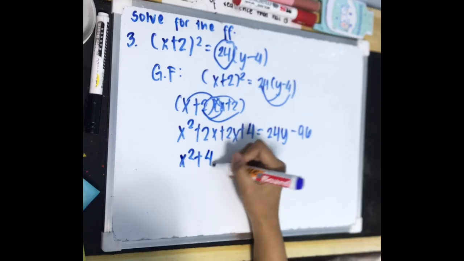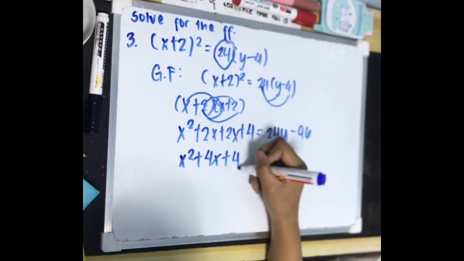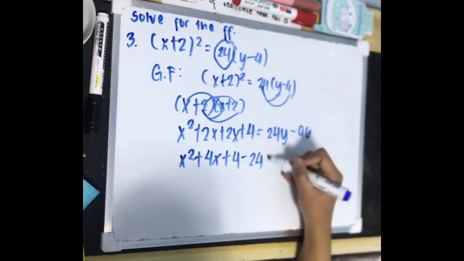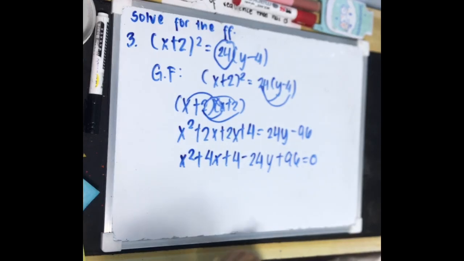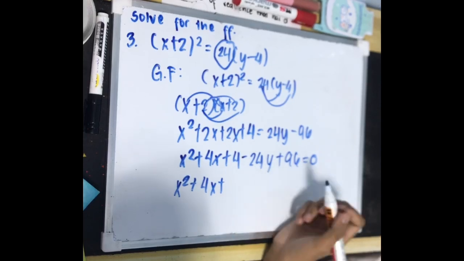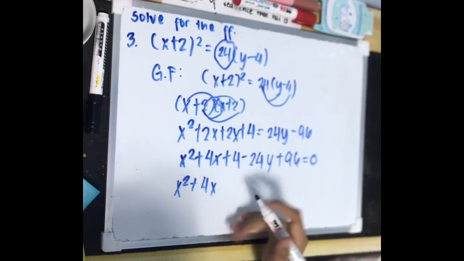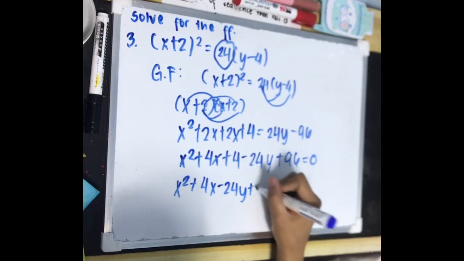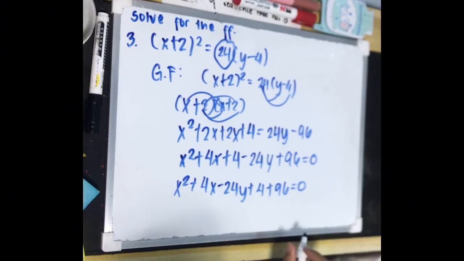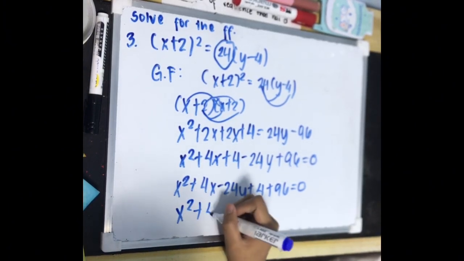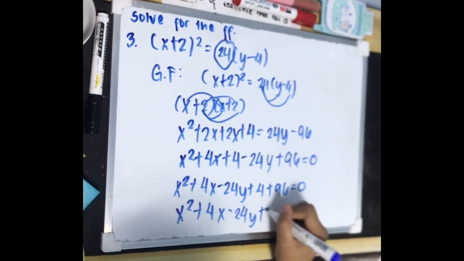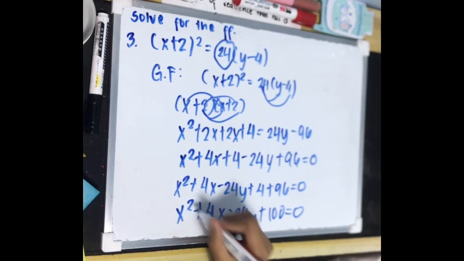2 plus 2x plus 2x is 4x. And we're going to bring the 24y inside the equal, so that becomes negative 24. And it becomes positive 96. So, let's simplify again. So, the last simplification is the actual answer for the general form. So, this is the answer.